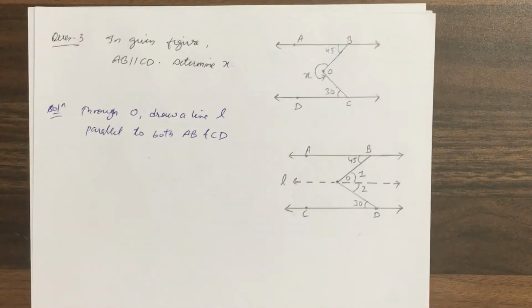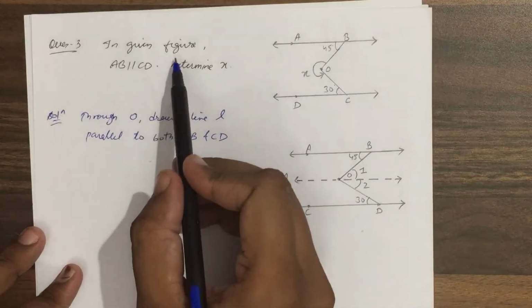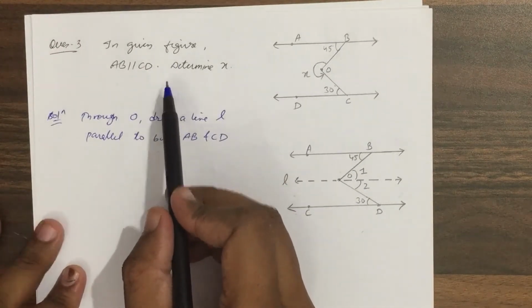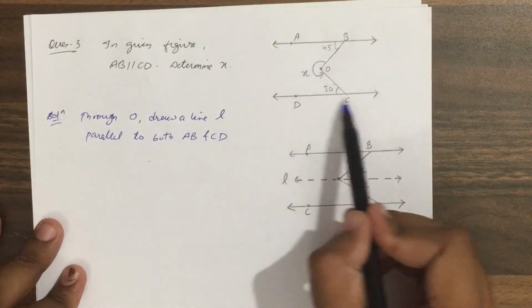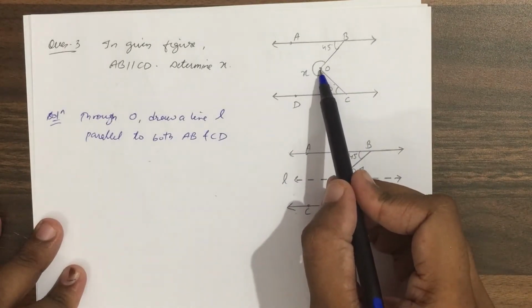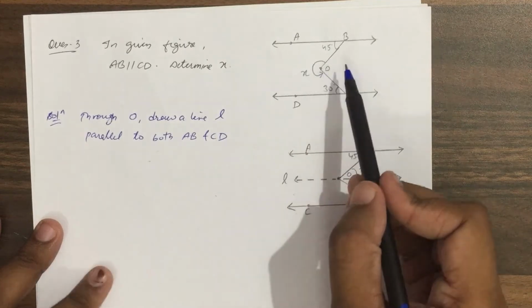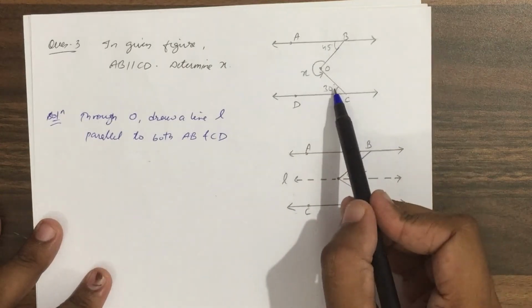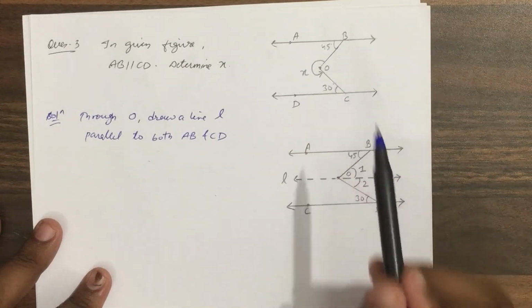Next question is, in the given figure AB is parallel to CD, determine X. Here AB is parallel to CD and you have to find the value of X. Okay. Here this angle is given 45 and this is given 30 degree.